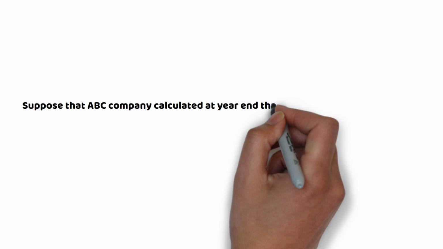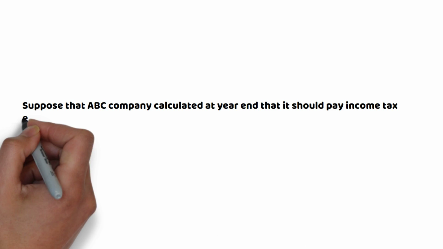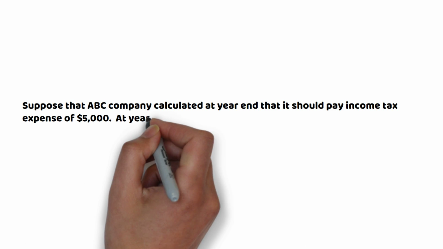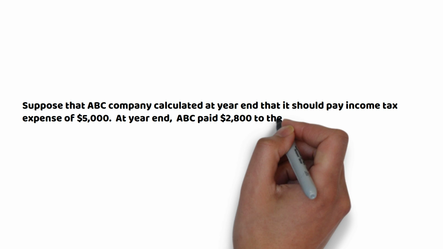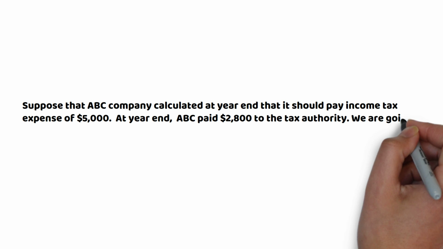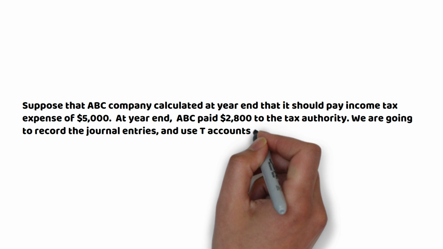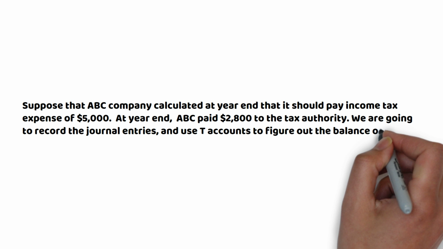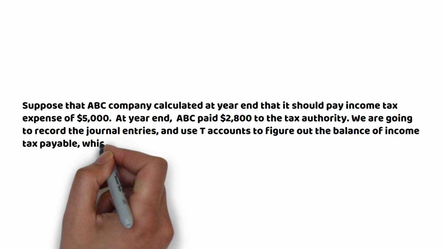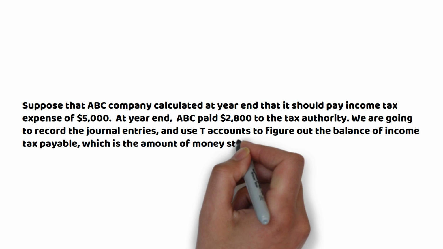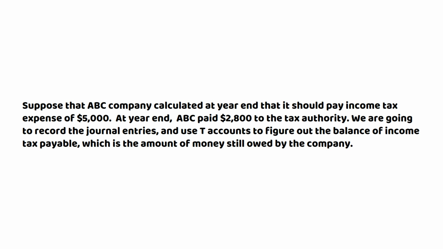Suppose ABC company calculated at year end that it should pay income tax expenses of $5,000. At year end, the company paid $2,800 to the tax authority. We are going to record the journal entries and use T accounts to figure out the balance of income tax payable, and that is the amount the company still owes.